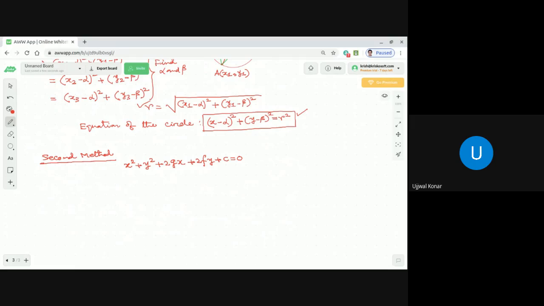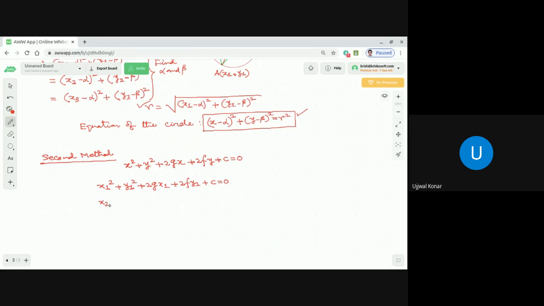Now, this circle, as you see, is passing through 3 points. First point is x1 comma y1, second one is x2 comma y2, and third one is x3 comma y3. So then what you will get? You will get x1 square plus y1 square plus 2gx1 plus 2fy1 plus c is equal to 0.